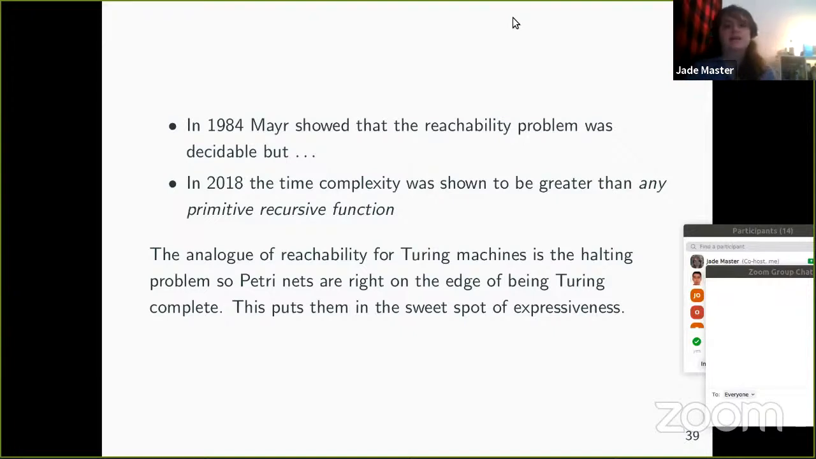And the analog of reachability for Turing machines is the halting problem. So the halting problem is a little bit different for Turing machines. And it's almost, it's decidable, but just barely. So this puts them in a sort of sweet spot of expressiveness. That makes them very interesting.